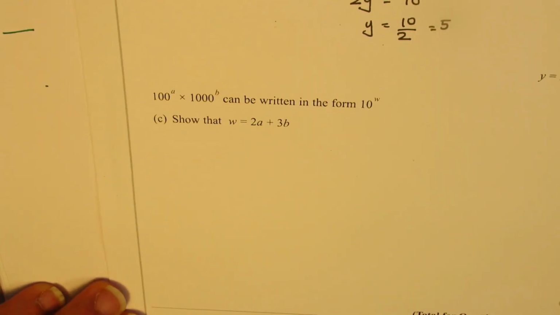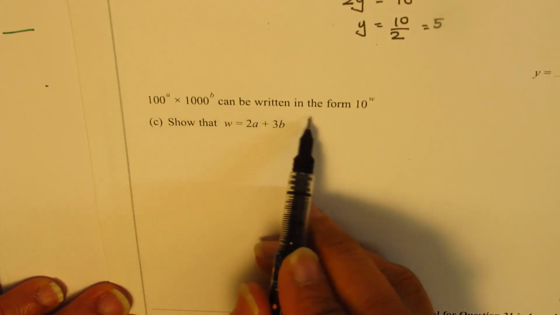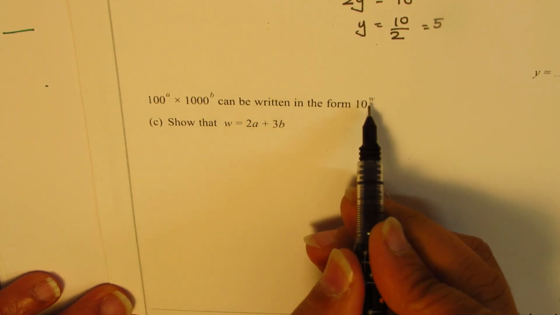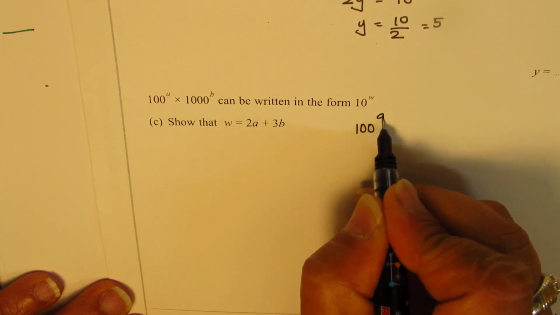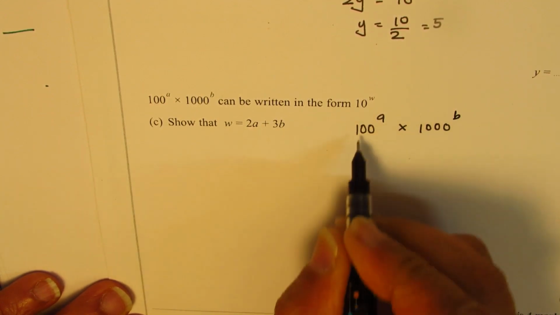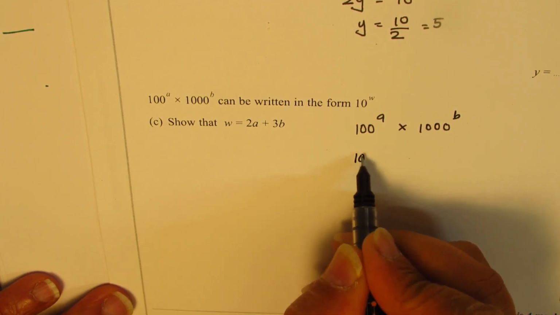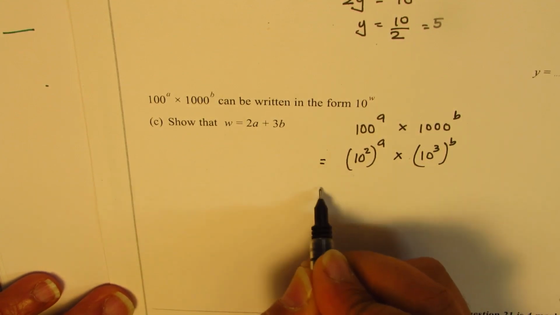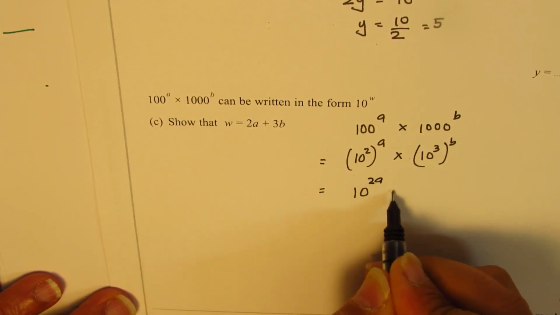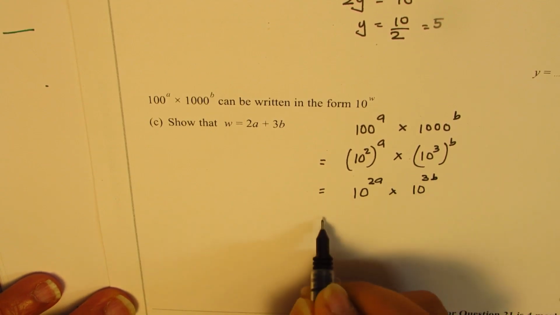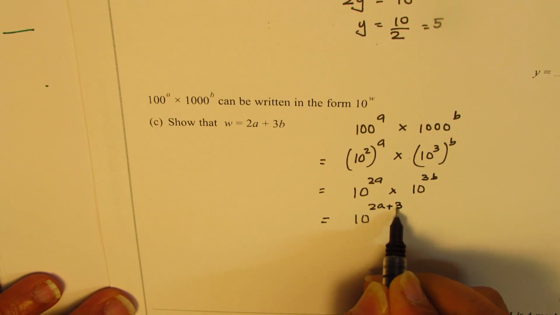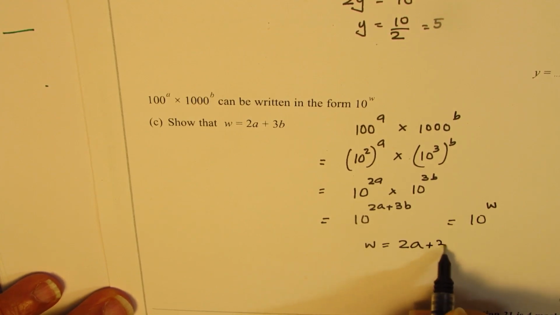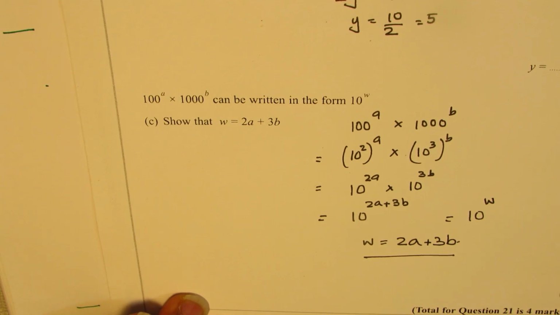The next question here is 100 to the power of a times 1000 to the power of b can be written as 10 to the power of w. Okay, so show that w is 2a plus 3b. So we need to find what w is. Okay, so 100 to the power of a times 1000 to the power of b. Now 100 could be written as 10 squared, right? So it is 10 squared to the power a times 10 cubed to the power b, right? Which is equal to 10 to the power of 2a times 10 to the power of 3b. With the same base, we could write this as 10 to the power of 2a plus 3b. Now, since we are given this as 10 to the power of w, that means w equals 2a plus 3b. Clear? So that is how it should be done.